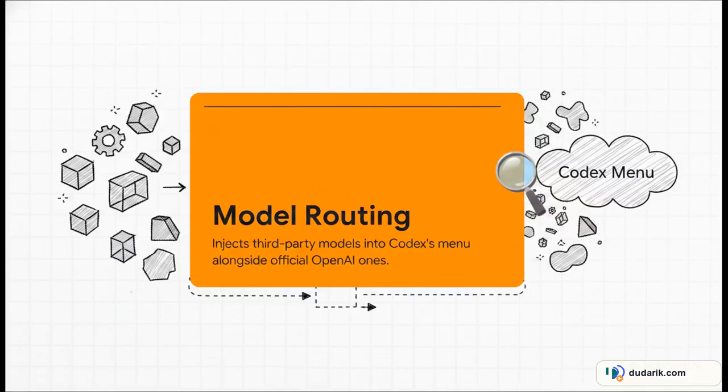The third pillar is intelligent model routing. This feature injects third-party models directly into the official Codex model menu. They literally just appear right alongside the official OpenAI models. You don't need manual configuration edits or CLI flags to spin up Anthropic or a locally hosted model anymore.